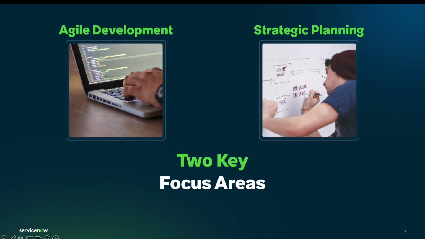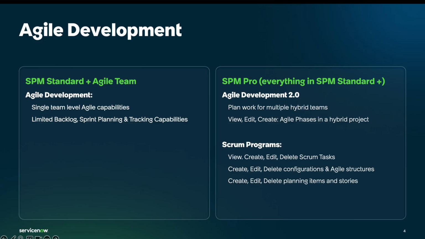Now let's take a look at what's included in these modules with a little bit more depth. Here, I just want to get a little more granular and talk about the capabilities that are included in Standard versus Pro. SPM Standard does include Agile Team. This is a single team level agile capability, meaning it has limited backlog, sprint planning, and tracking capabilities when executing projects in your agile environments.